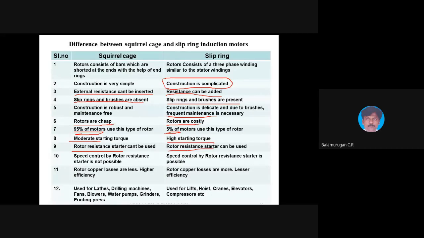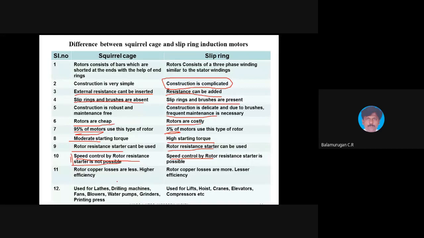This starter is designed similar to a DC machine. A DC series motor has a special type of starter, the 2-point starter. Like that, the slip ring induction motor has a special starter, the rotor resistance starter. Next, in the squirrel cage induction motor, speed control by rotor resistance is not possible, so we use a different method for speed control. Here the speed control is possible by using the rotor resistance starter.